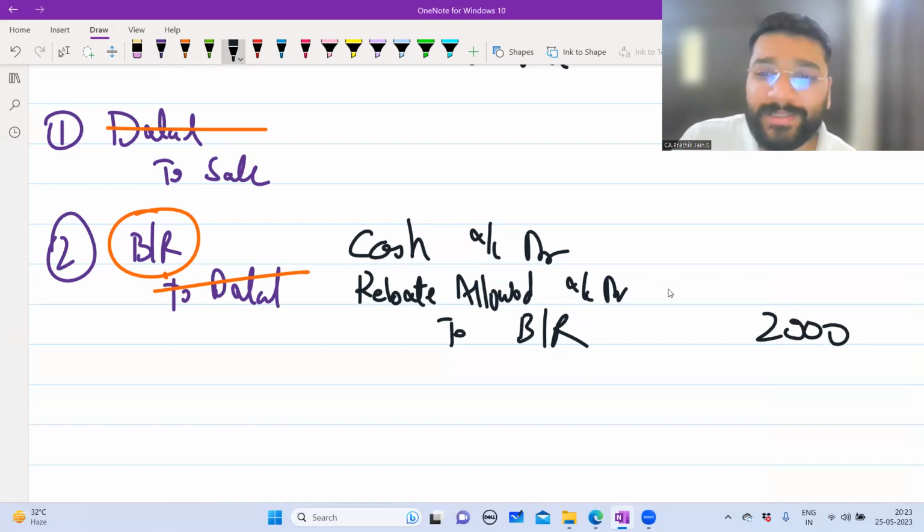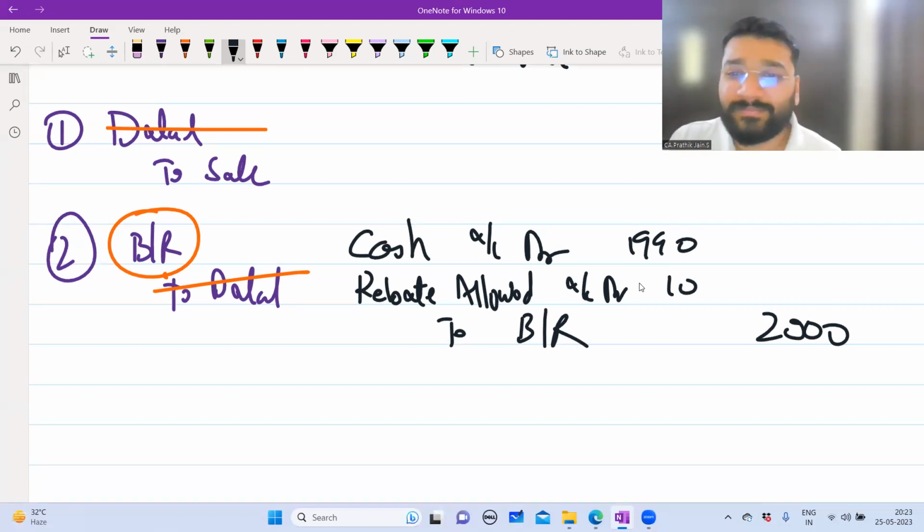2000, rebate allowed is how much? 10 rupees, cash received is 1990.